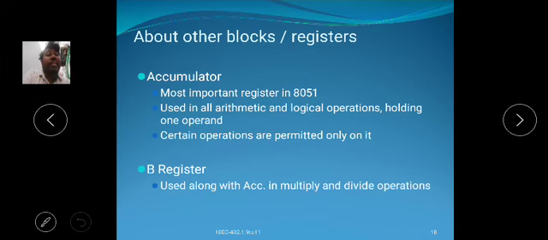Next is the B register. It is used along with the accumulator in multiply and divide operations. We use the B register along with the accumulator in multiplication and division operations.